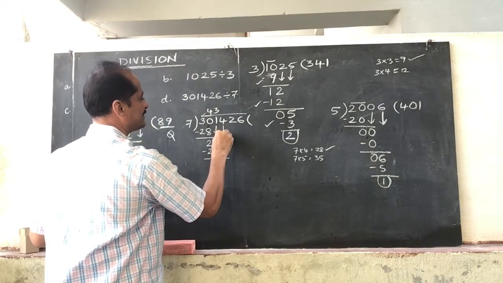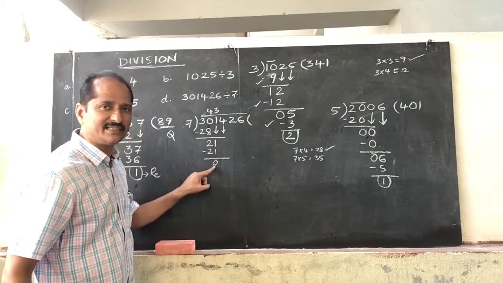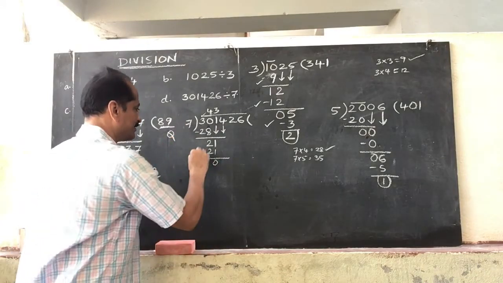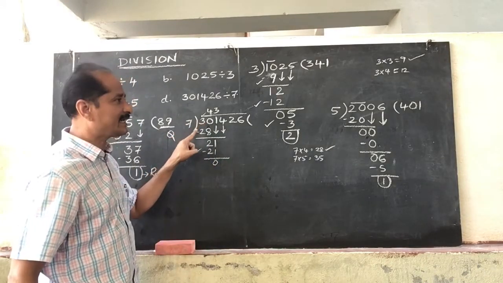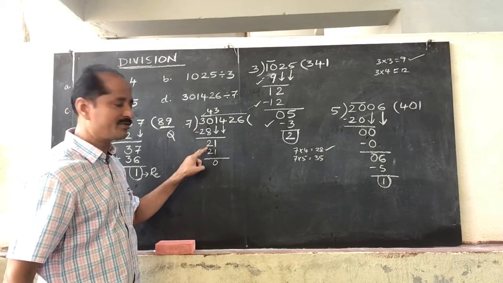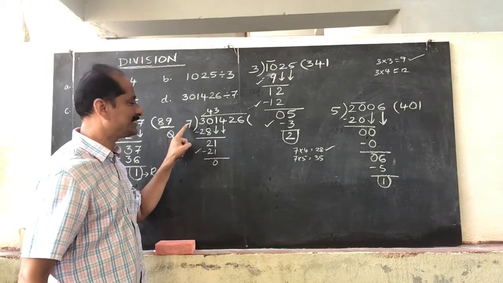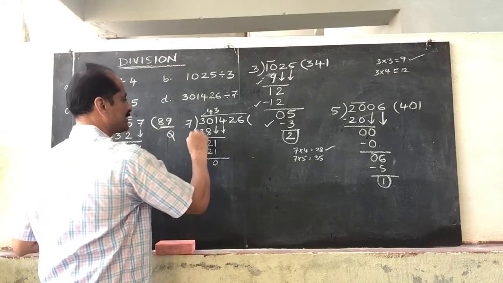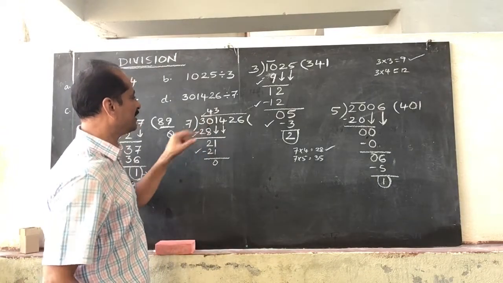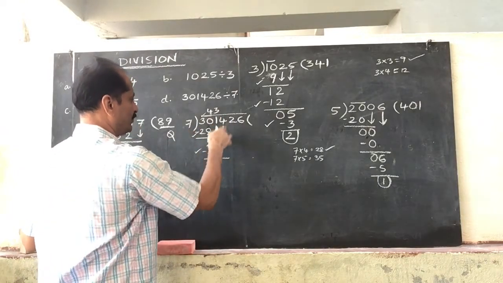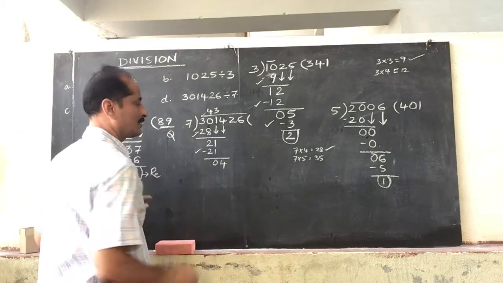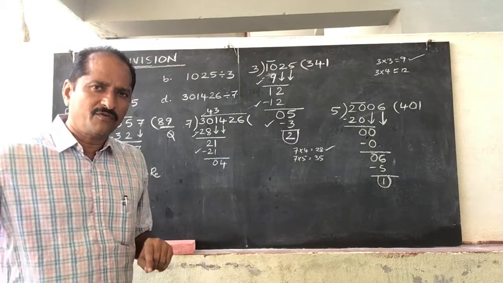Bring down the next digit. Is 0 less than 7? Yes. So this step is also correct. Here 30 minus 28 we got remainder, sorry, 2. 2 is less than 7. This step is also correct. So this step correct, this step correct. Now bring down the next digit 4. So we brought down 4 here.